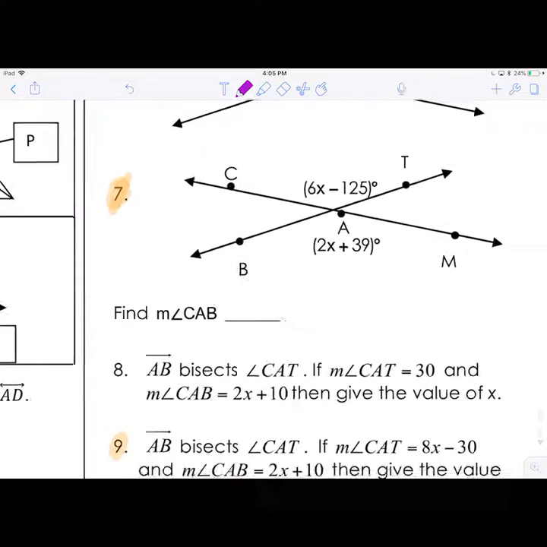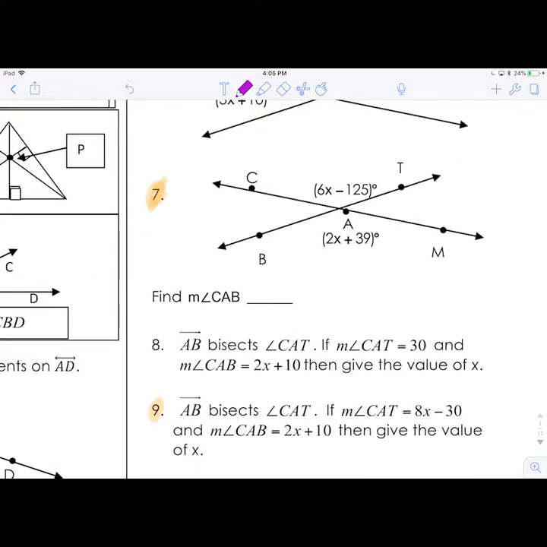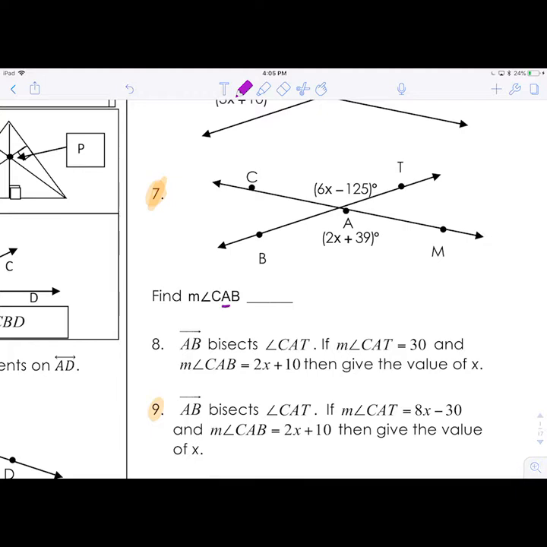Okay, so number 7, it says, find the measure of angle CAB, and A is the vertex here. CAB is going to be this angle right here, okay? Well, the only two expressions we're given are 6x minus 125 and 2x plus 39, and we can see that they're vertical to each other, so we know that we should set those equal to one another, and then solve for x.